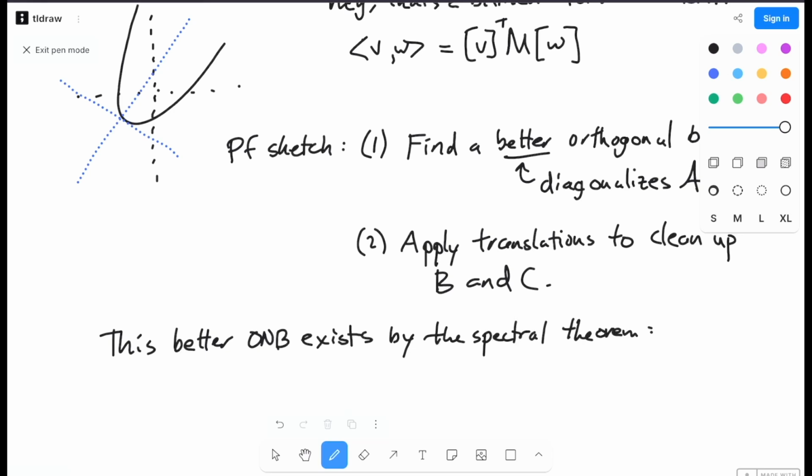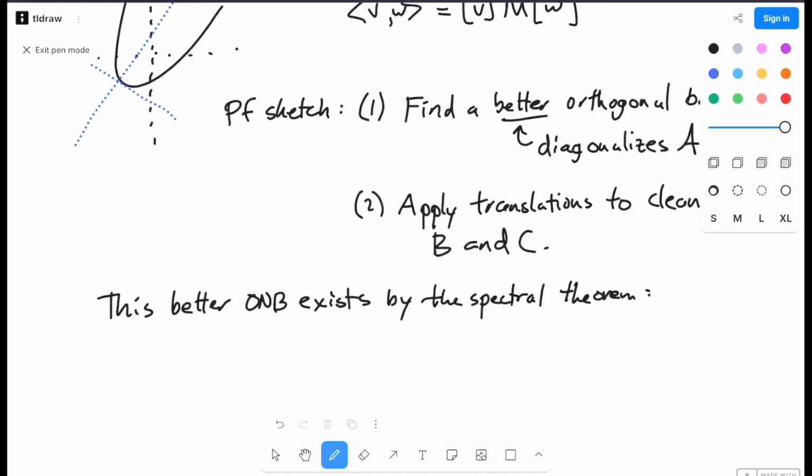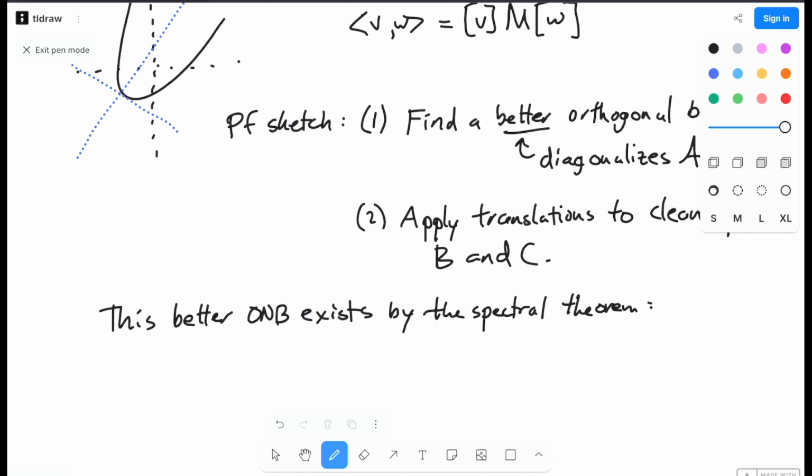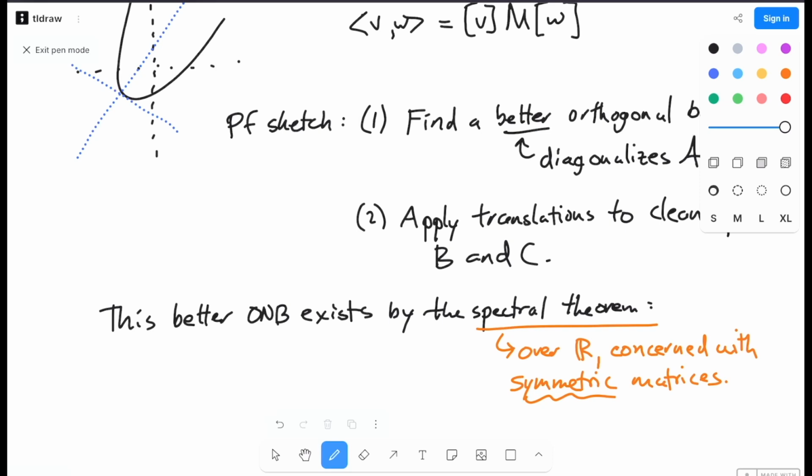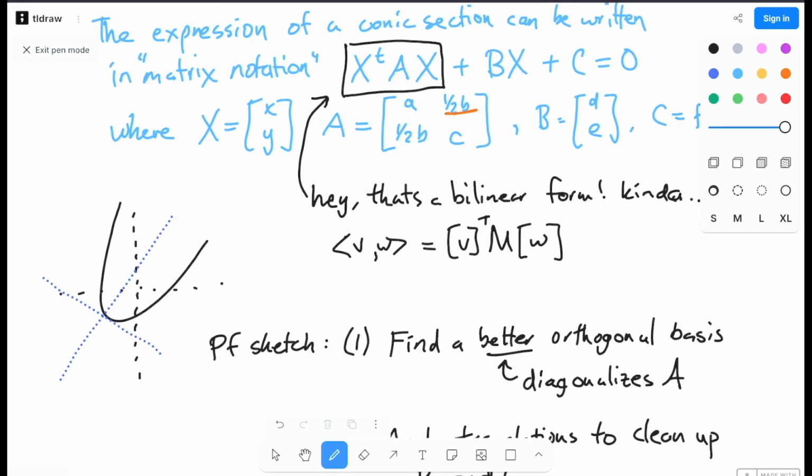Okay, so remember what the spectral theorem says in our context. Well, we're in a real vector space, so the spectral theorem, over R, is concerned with symmetric matrices. And indeed, A is a symmetric matrix, just by definition, right? The only thing we have to check is that these two off-diagonal entries are the same, and they are.